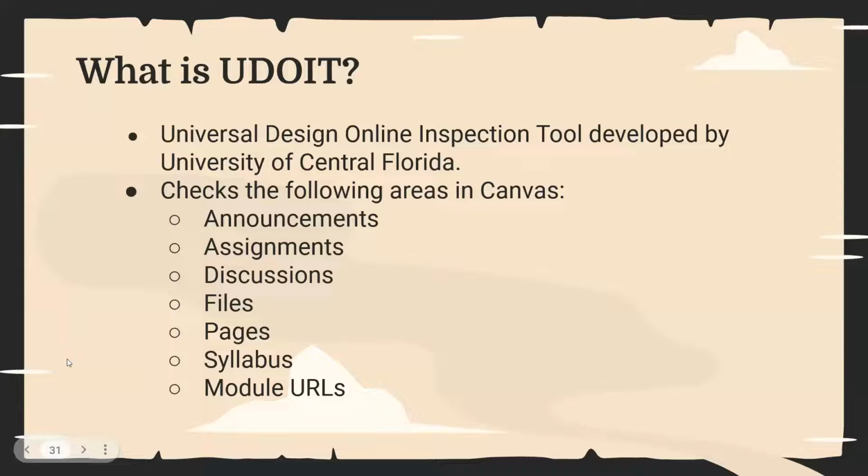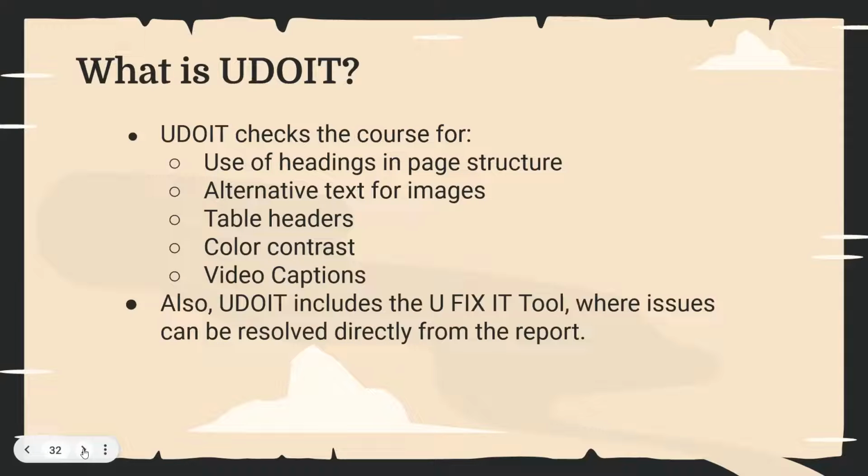It checks all the announcements, assignments, discussions, files, pages, the syllabus, module URLs. It checks all of the pieces of Canvas to ensure that accessibility guidelines are being met. It also checks the course for the use of headings and page structure, alternative text for images, your table headers, color contrast, video captions. One thing about the video captions, it doesn't always pick up like if there's a YouTube video. So it may bring back an error that says, hey, this needs captions, but it's a YouTube video, it has captions. So that's just one thing to think about.